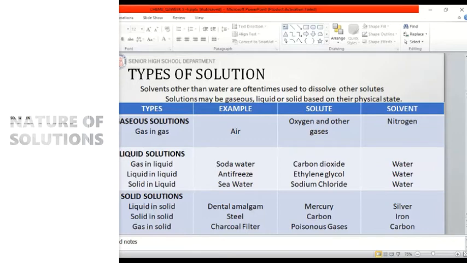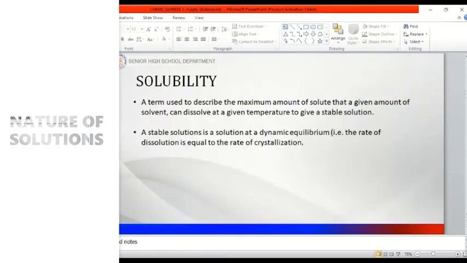Okay, I hope you're still following. We also have solubility. Solubility is a term you use to describe the maximum amount of solute. When you're talking about the maximum amount, that's the basis of the ability of that given solute to dissolve in the given amount of solvent at a given temperature to give a stable solution.